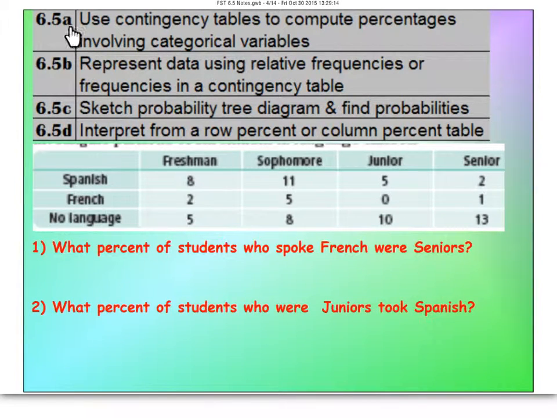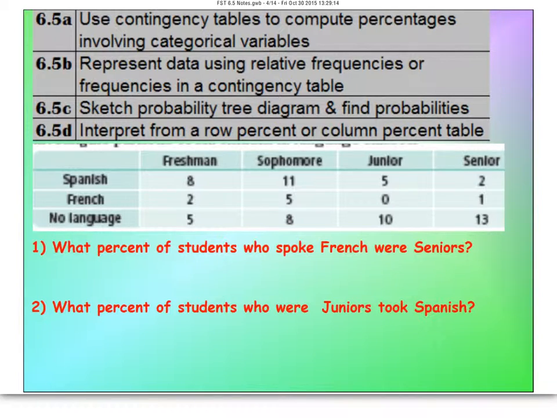We're going to look at learning objectives A and B, and we're going to use contingency tables to compute percentages that involve categorical variables, and we'll talk about representing data using relative frequency or frequency in the contingency tables. So let's just start by looking at this example here. We have here if you speak Spanish, French, or no language, and what grade you're in, and the counts with that. So this right here is what we call a frequency table because it shows counts. So that's what this is here.